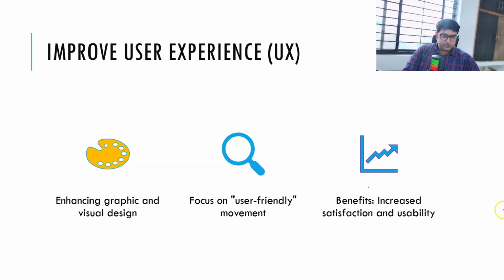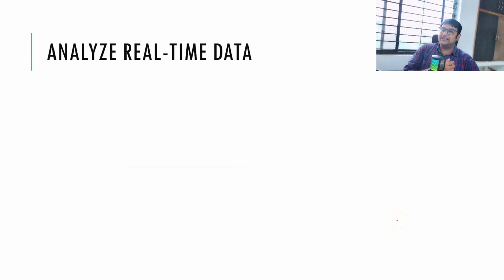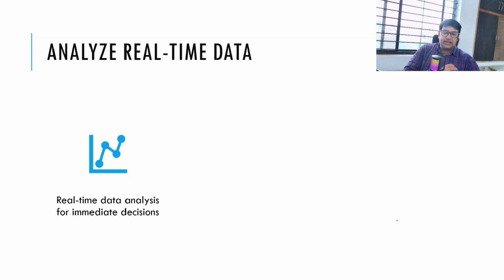Next is analysis of real-time data, very, very important. It helps you to take immediate decisions. Now, what does this mean? There are 3 levels of decision. The very first, the bottom level, is called operational decision. Second is called managerial decision, and third is called strategic decision.